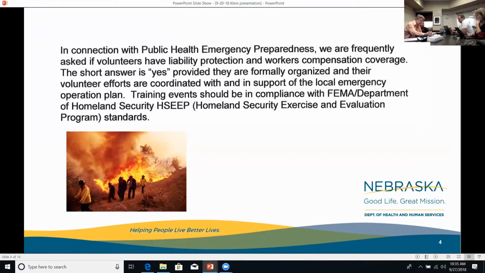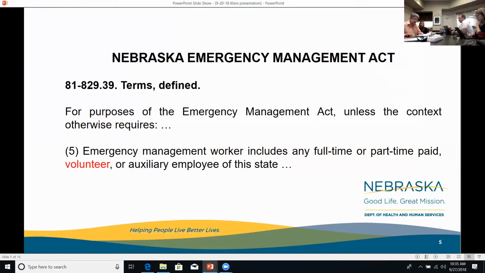The question is if the volunteers were covered under that, and the short answer is yes, provided that the volunteers are formally organized and their efforts are coordinated with and in support of the local or state emergency operations plan. The question about liability protections is covered by the Emergency Management Act, in that Nebraska, like a number of other states, but not every state, actually includes volunteers in the definition of an emergency management worker.